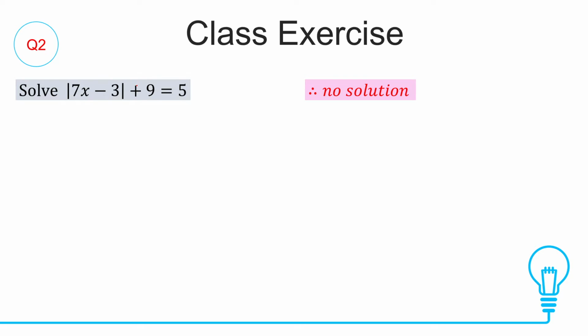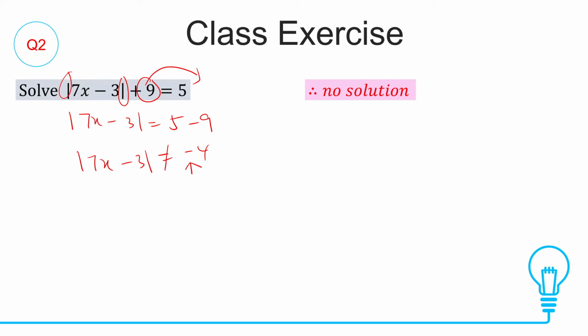Okay, and then how about the second question? Remember, when we want to solve, we want to use the definition to break the absolute, it must stand alone. So we send our 9 to the other side. So absolute 7x minus 3 equals 5 minus 9. This one is negative 4. But from the beginning, we already said absolute is impossible to have a negative. So that means no solution.